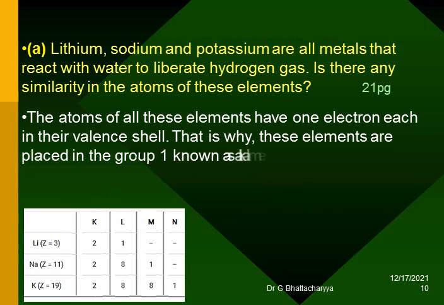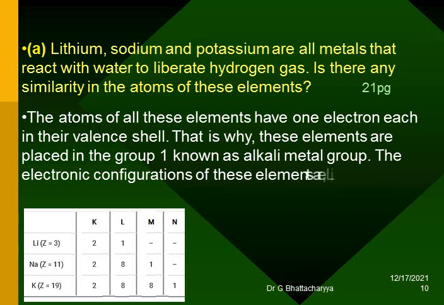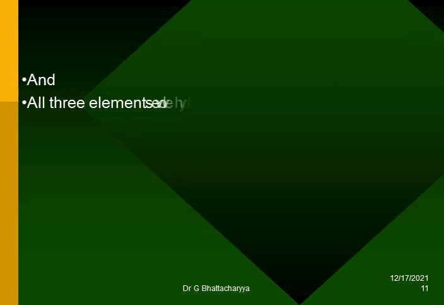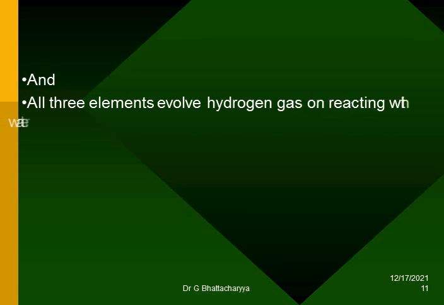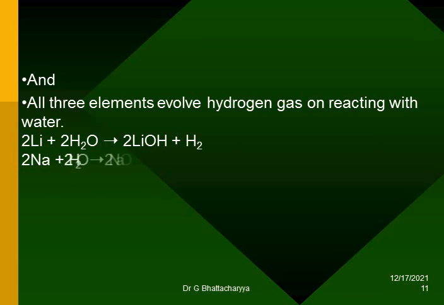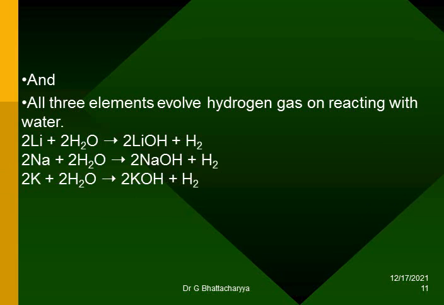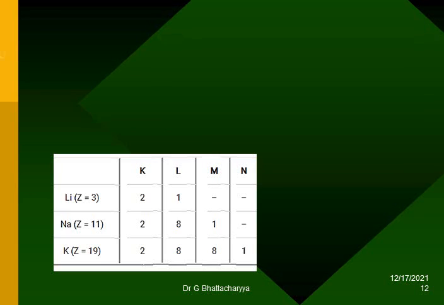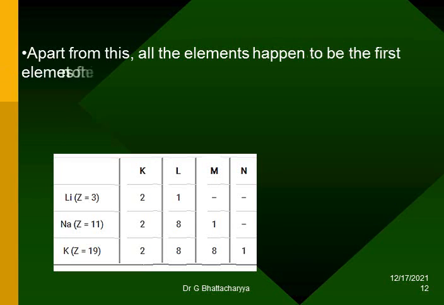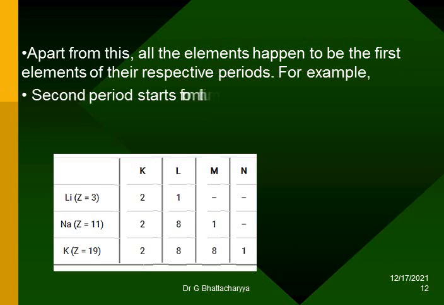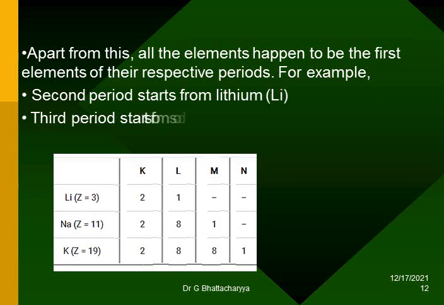Electronic configurations of these elements are Li 2,1; Na 2,8,1; K 2,8,8,1. And all three elements evolve hydrogen gas on reacting with water. 2Li plus 2H2O make 2LiOH plus H2, 2Na plus 2H2O make 2NaOH plus H2, 2K plus 2H2O make 2KOH plus H2. Apart from this, all the elements happen to be the first elements of their respective periods. For example, second period starts from lithium Li, third period starts from sodium Na, fourth period starts from potassium K.